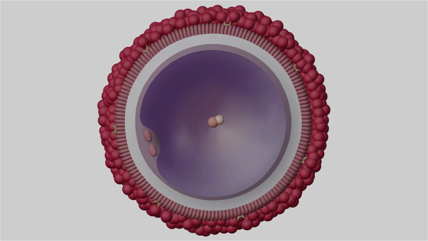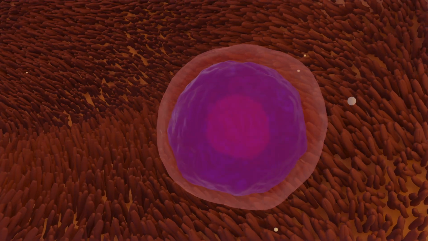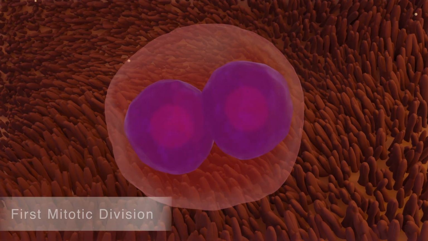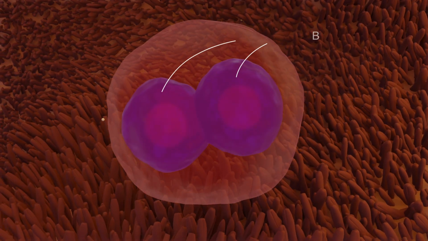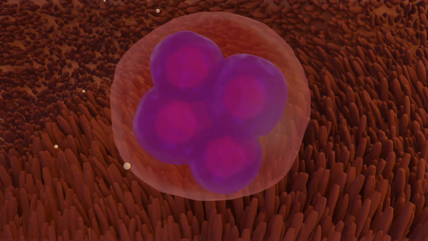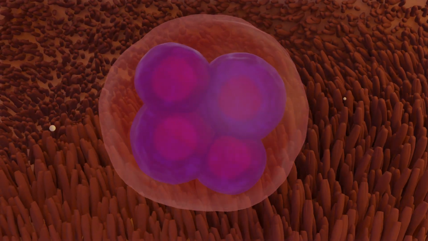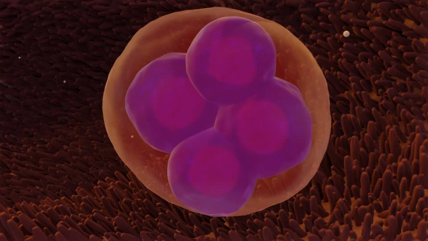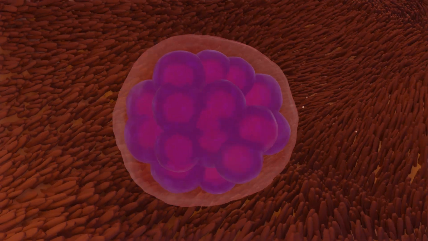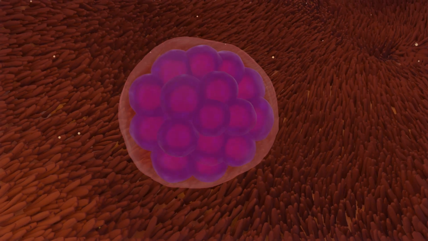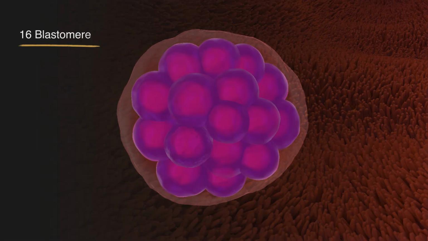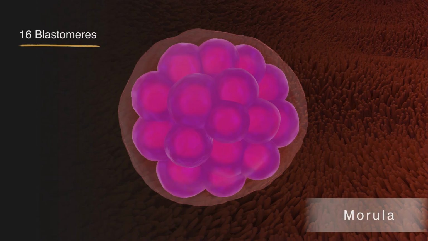About 30 hours after fertilization, the fertilized zygote undergoes its first mitotic division and divides into two cells. These cells are called blastomeres. These two blastomeres further divide by mitosis to form 4 blastomeres. The 4 blastomeres then divide to form 8 blastomeres, and the 8 blastomeres divide to form 16 blastomeres. This rapid cell division is called cleavage. This structure, consisting of 16 blastomeres, is called a morula.